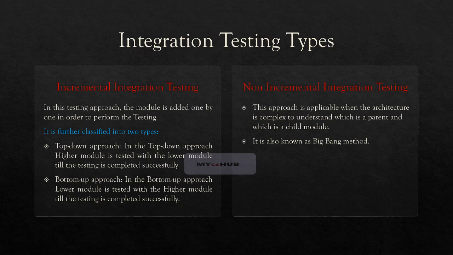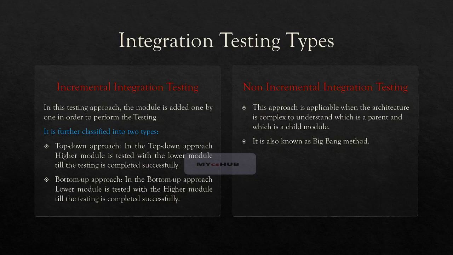Second one is bottom-up approach. In the bottom-up approach, lower module is tested with the higher module till the testing is completed successfully. So in the bottom-up approach, the lower module is tested first, and then we will integrate the higher module one by one, and then we will see whether the data flow between these modules is as per expectation or not.